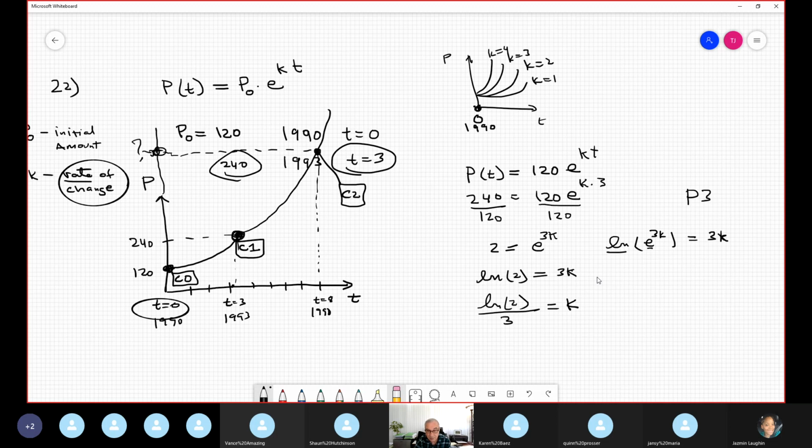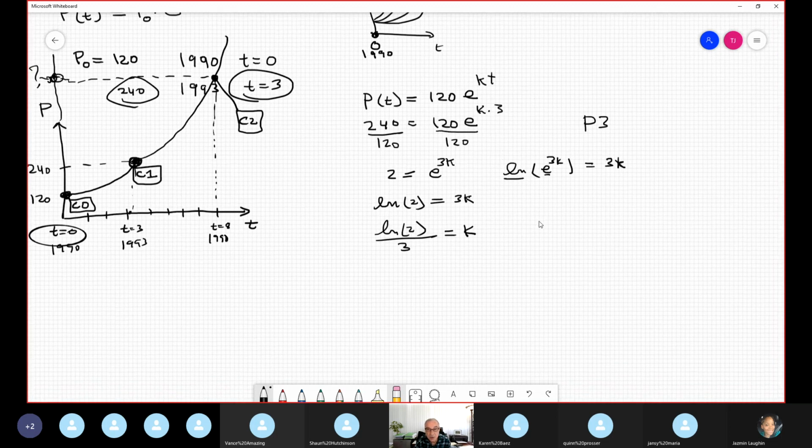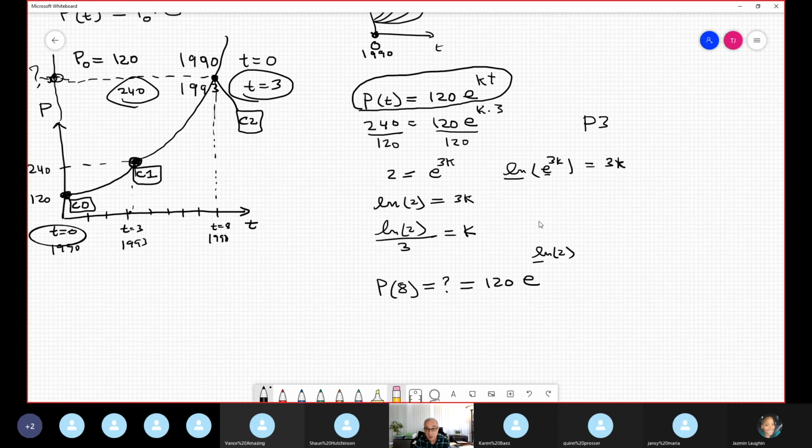Okay, so we come back to the equation. We're using this equation two times. The first time was to find the k value. And the second time is to find the condition 2, using the condition 2, population at 8 years, I have no idea. Is equal to 120 again, exponential, but I know the k is natural logarithm of 2 divided by 3, multiplication by 8, get the time.